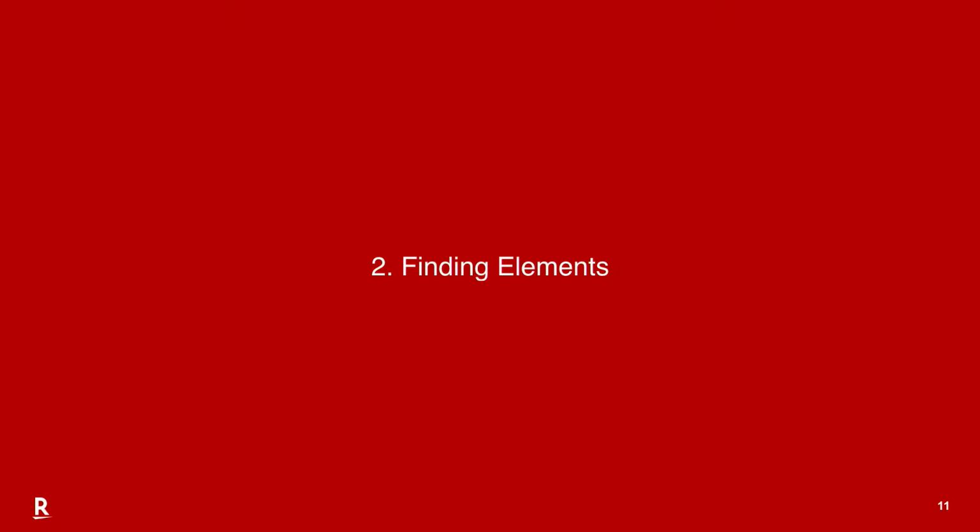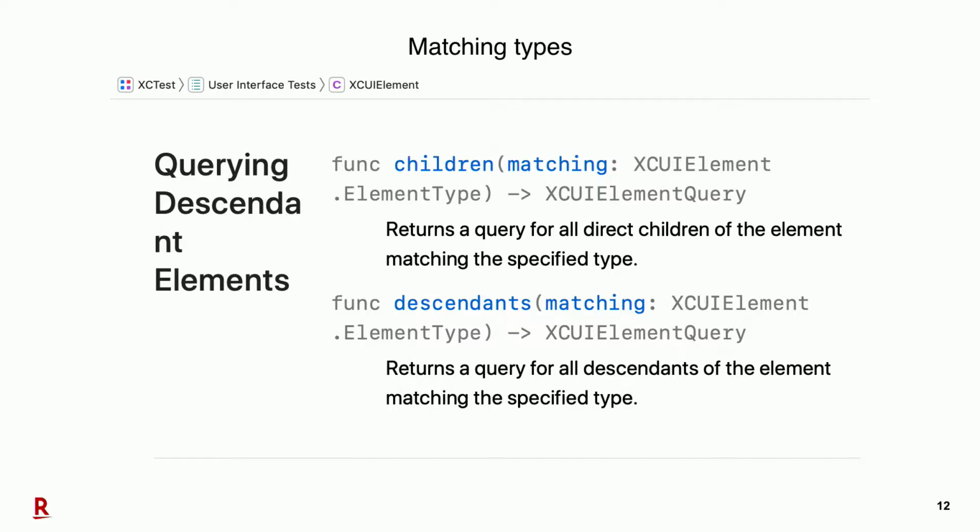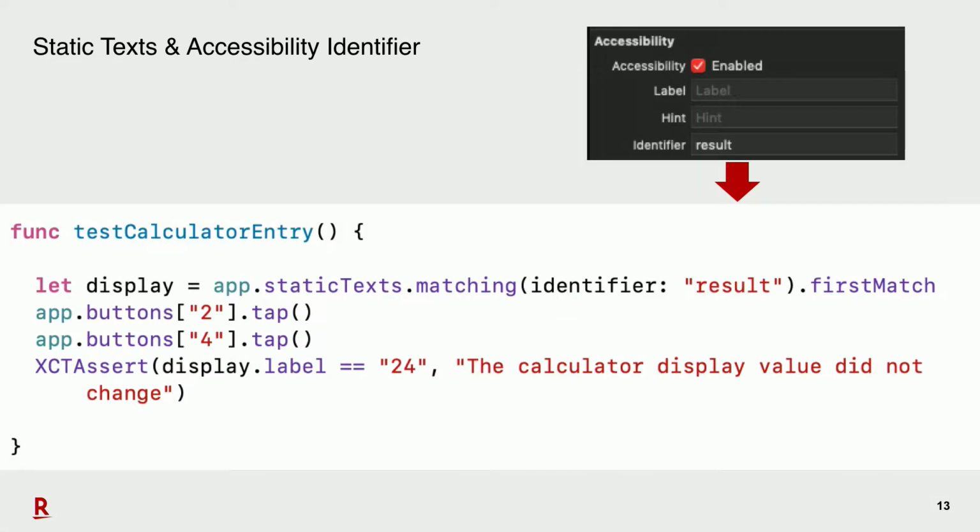Okay, so next, let's do the second part, finding elements. How do we find elements when doing UI testing? First, the simple thing: find matching types, which are provided built-in by Apple. Children matching a specific type like button, text field, secure text field, and descendant. Descendant means you don't care about the depth of the hierarchy; it doesn't have to be a direct child of your current element. Find matching type, that's it.